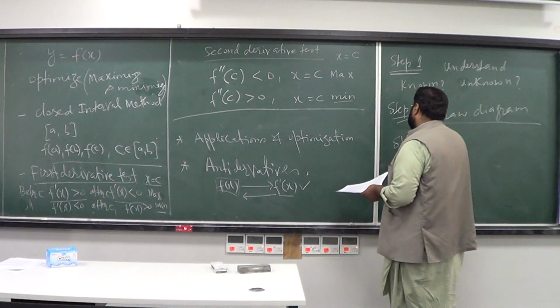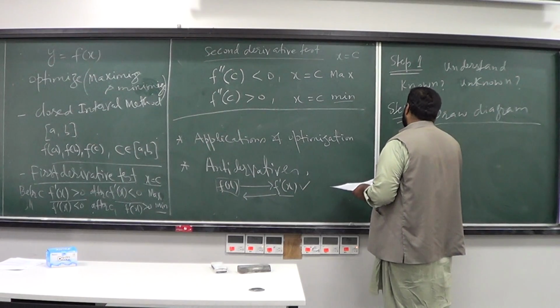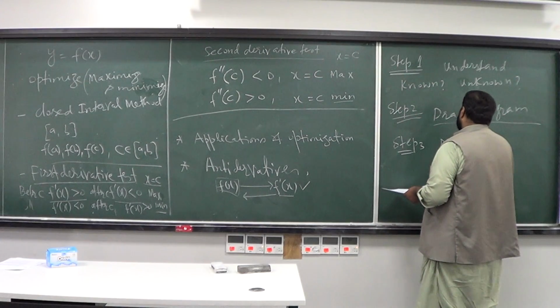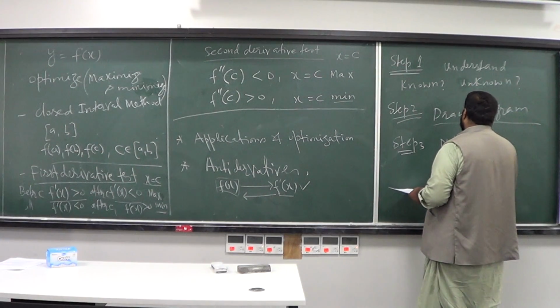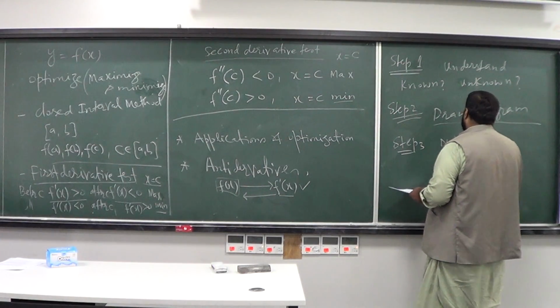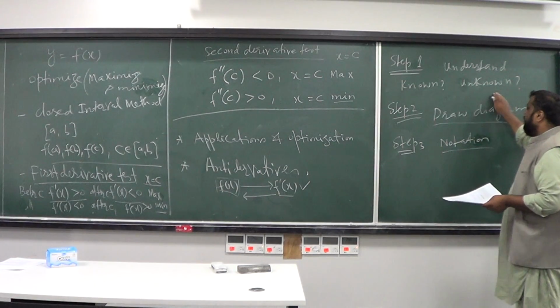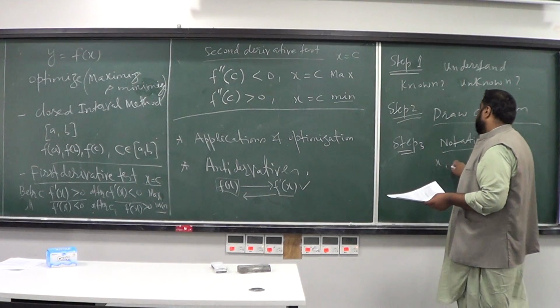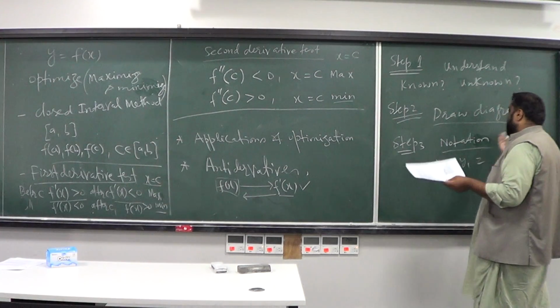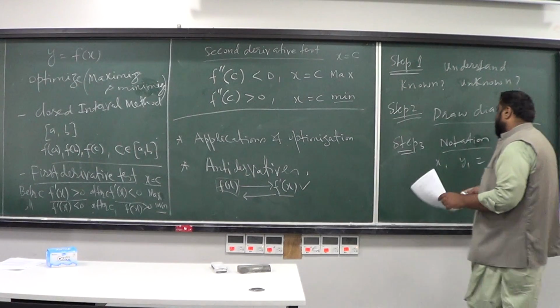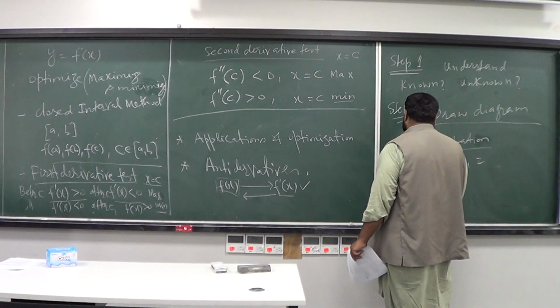Step 3 always is to introduce the notation. So the notation is important. All quantities that are known to you, unknown to you, denote them: x, y, z, whatever. And also identify, for example, the function that you have to minimize.